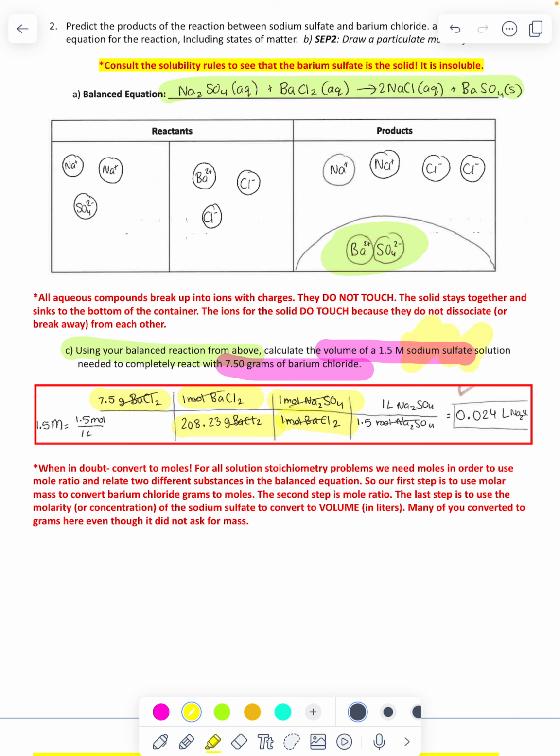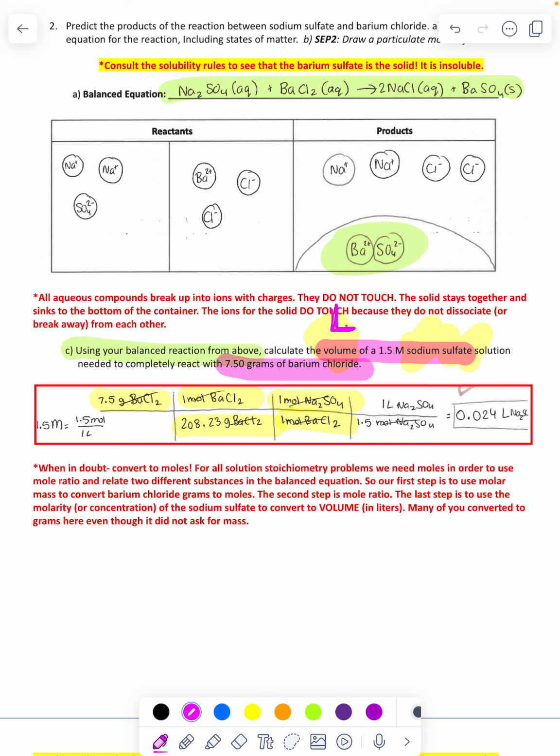And then this last step, a lot of people messed up because they just went straight to grams. I think you feel comfortable converting to grams because that's what we did in first semester, so some people are just really on autopilot with that. But this asks for volume. And volume is going to be measured in liters, we're going to assume, unless it says milliliters.